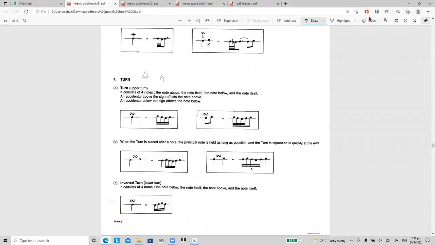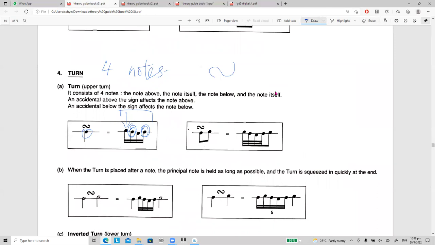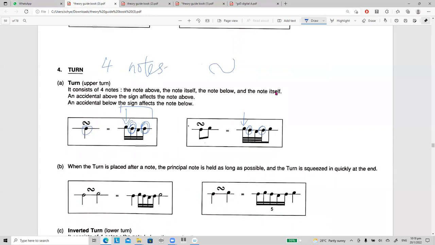A turn has four notes. A turn has a sign, like an inverted S. An upper turn means it will start one step higher, and then the original note will repeat two times. When you read it out, the original note repeats two times, but it starts one step higher. The first note always starts one step higher than the original note, and then the original note repeats two times. So that is the upper turn. You start one step higher.